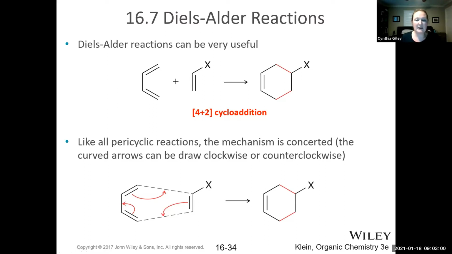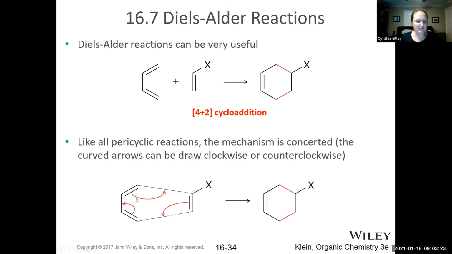The mechanism is one step, as we mentioned. We call those type of mechanisms concerted. We can draw the arrows, which we need 3 of, going in a clockwise or a counterclockwise fashion. They can be drawn inside of the eventual ring, or outside of the ring, and it doesn't matter.